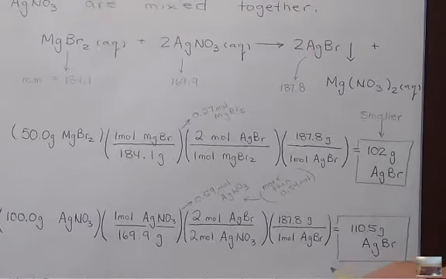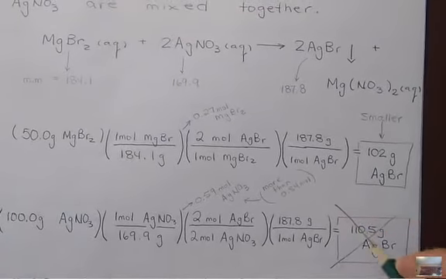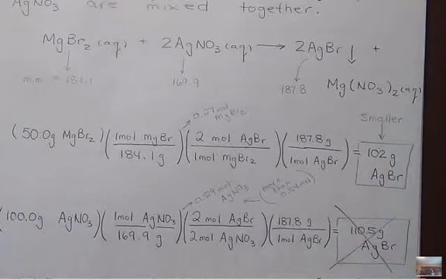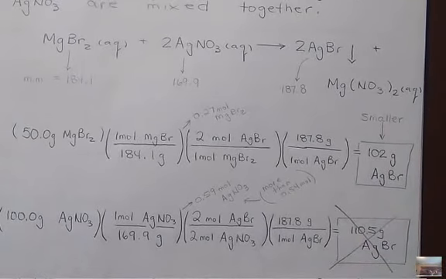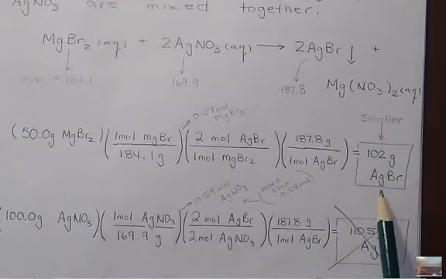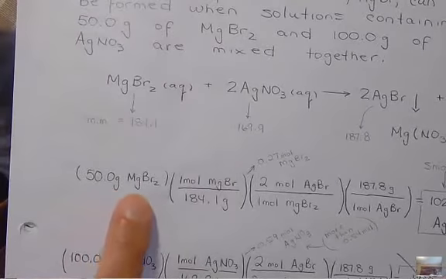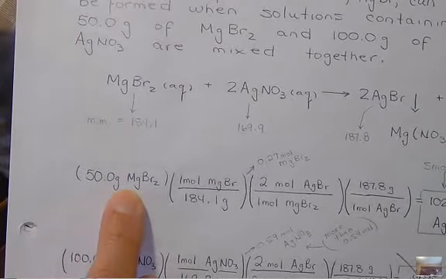2 answers. This one could never happen. Shouldn't have put a box around it. This one can never happen. Why? Because back at 102 grams of silver bromide, I ran out of the magnesium bromide. So magnesium bromide is the limiting reagent. Okay?